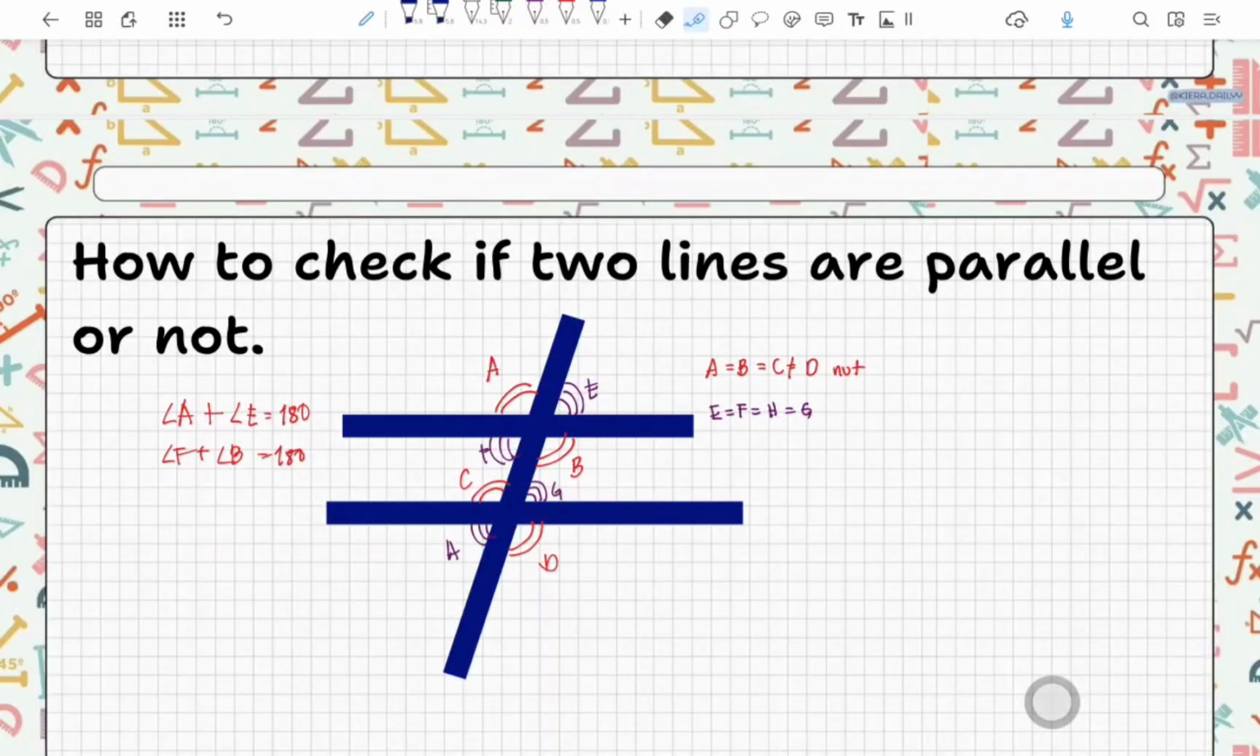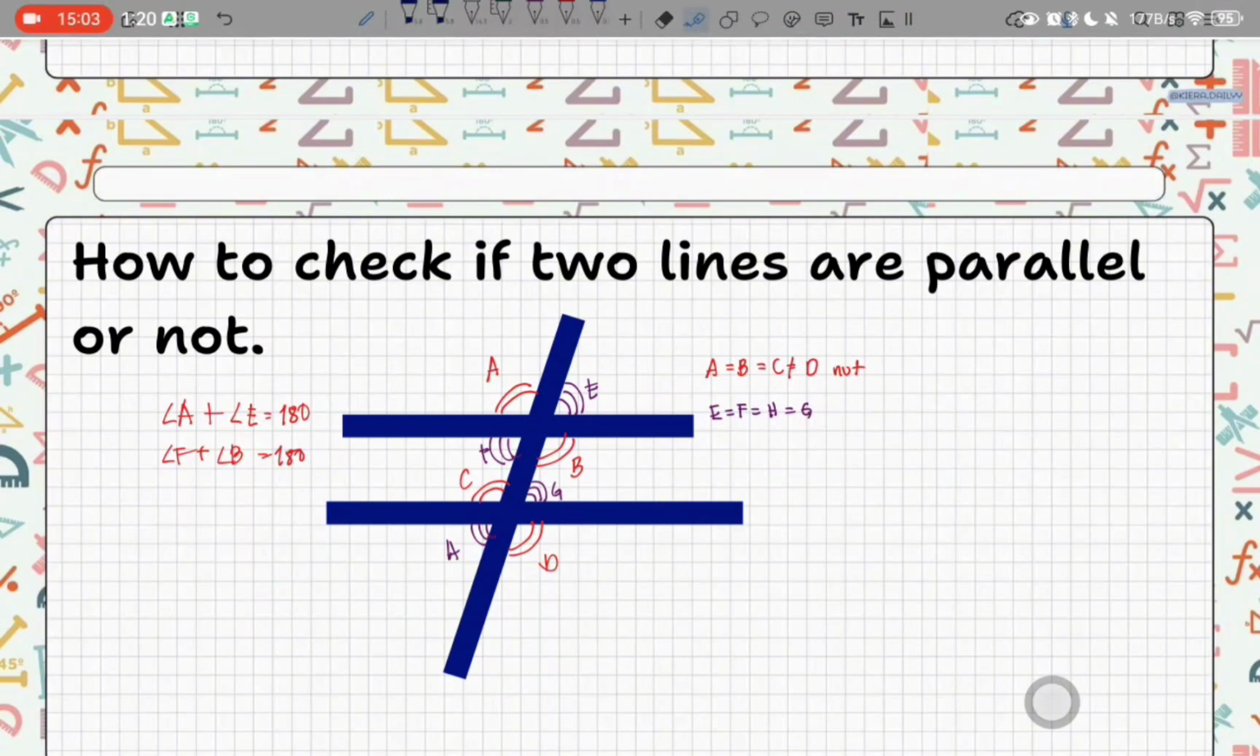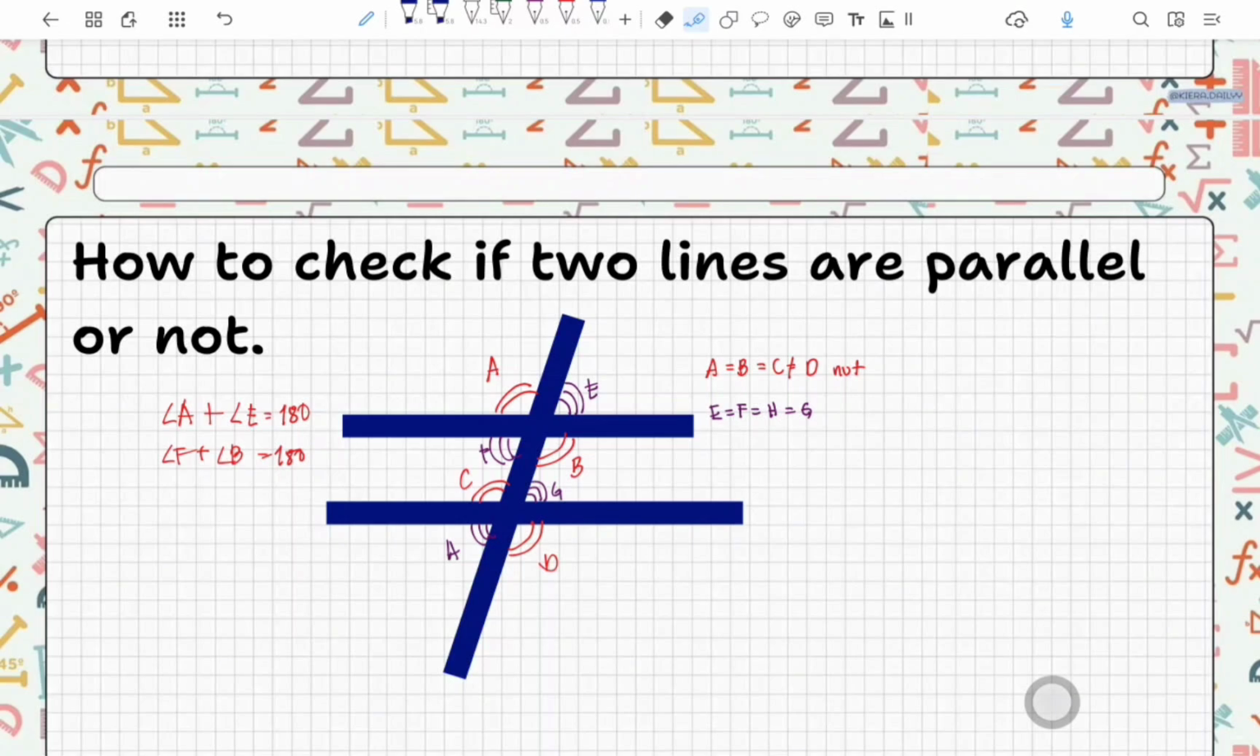If two conditions hold: angle A is the same with B, C, and D, angle E is the same with angle F, H, and G, and if we add the two different pairs of angles, we get 180 degrees, then the lines are parallel. So for this video, that would be all. For the next video, I will give examples and let's figure out if the two lines are parallel or not parallel.